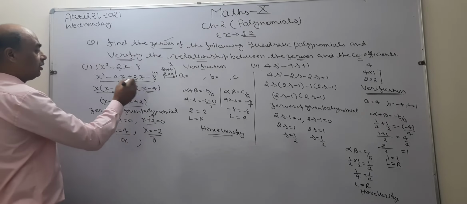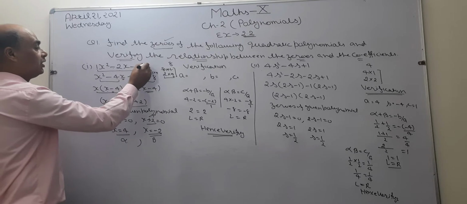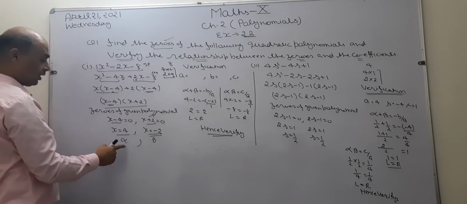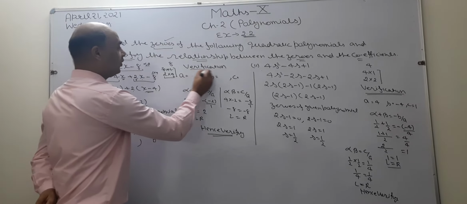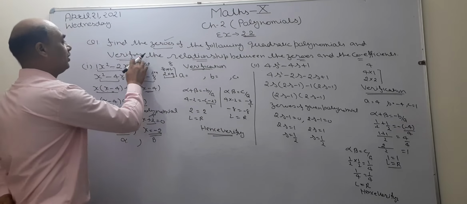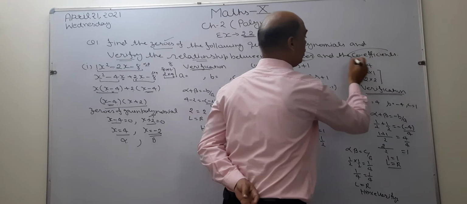Two zeros are there because this is a quadratic polynomial. Quadratic polynomial having two zeros, one is alpha, another is beta. Now I am going to verify. What is the verification? Verify the relation between zeros and the coefficient. For zeros and coefficient, I am going to verify.